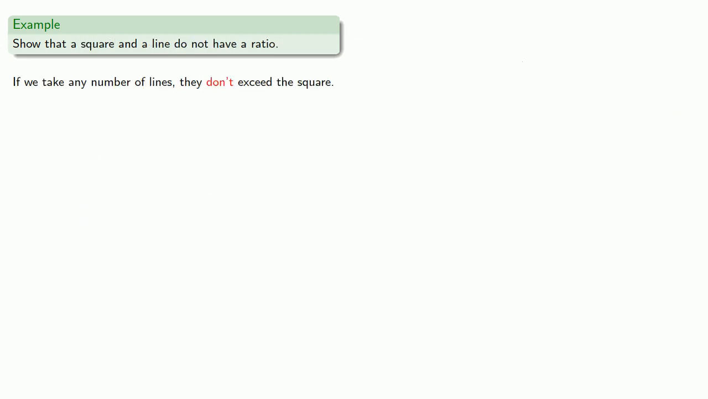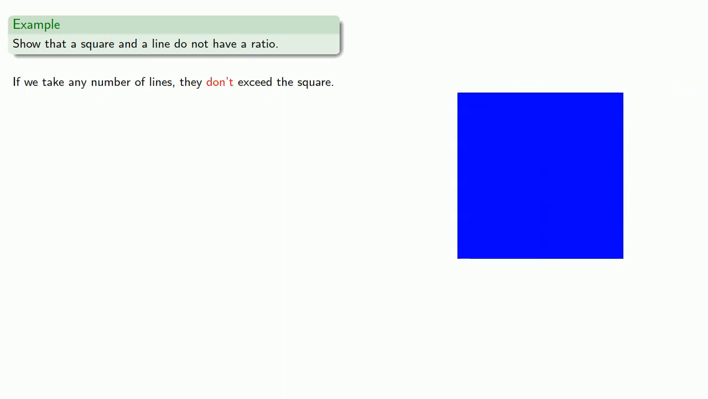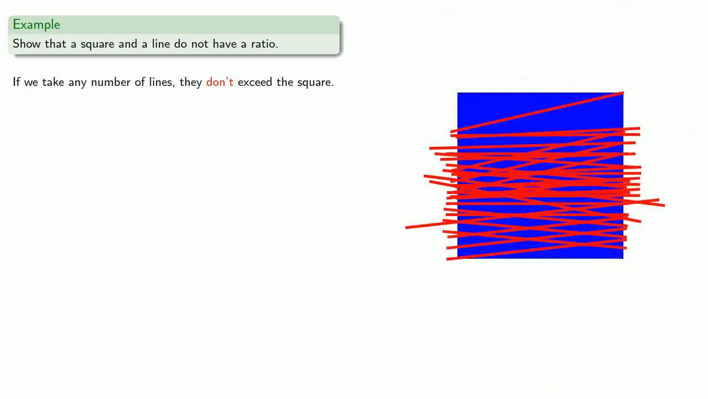How about a square and a line? So they can have a ratio if one can be multiplied to exceed the other, but if we take any number of lines, they don't exceed the square. There's always some portion of the square that we are missing. And so the square and the line can't have a ratio.